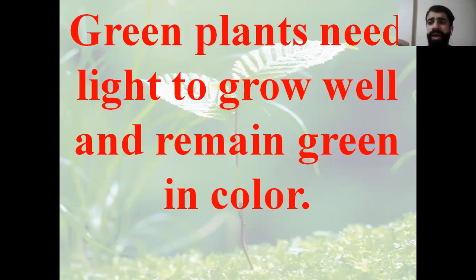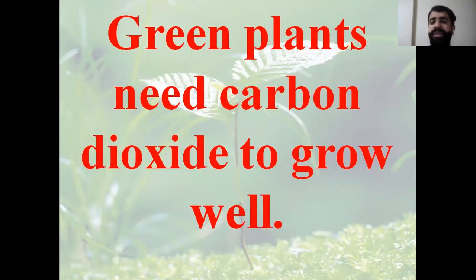The first one, the water. The second was the mineral salts. And the third one was the light. All right, the fourth one is carbon dioxide, CO2. So carbon dioxide is needed for the growth of the green plant. You know that green plants need carbon dioxide to grow. This carbon dioxide is found normally in air.